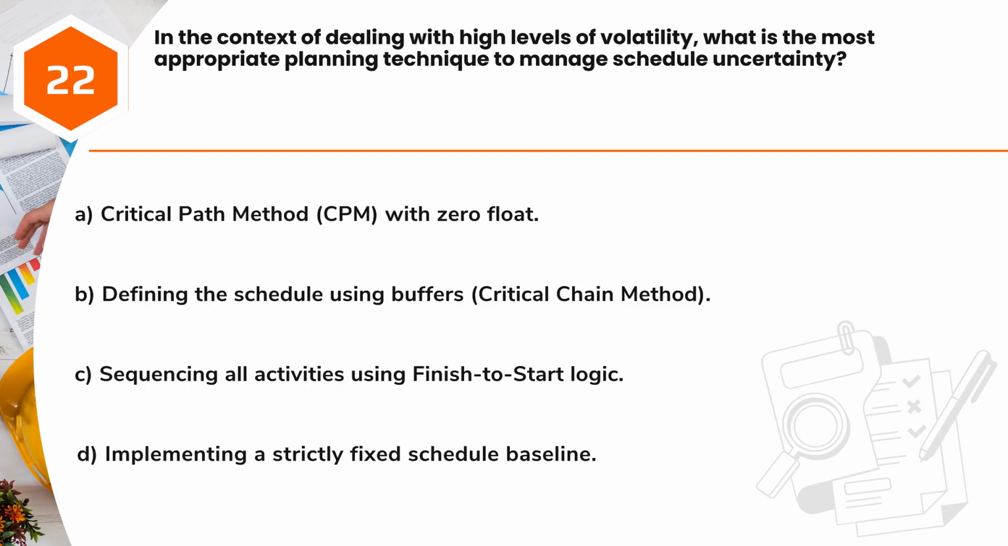Question 22. In the context of dealing with high levels of volatility, what is the most appropriate planning technique to manage schedule uncertainty? A. Critical path method, CPM, with zero float. B. Defining the schedule using buffers, critical chain method. C. Sequencing all activities using finish to start logic. D. Implementing a strictly fixed schedule baseline.